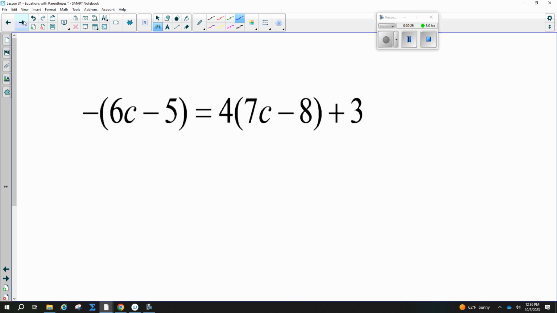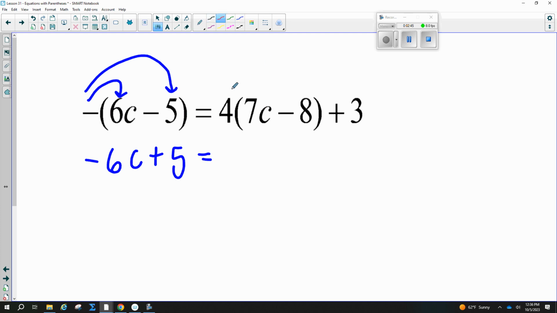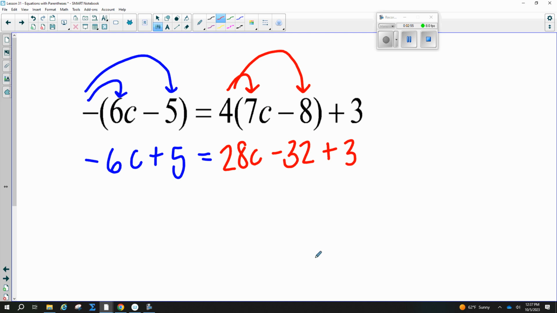All right, there's just a negative in front. So Liv, what do you get when you distribute the negative right here? Good job. All right, changes both signs. Now on the right-hand side, Knox, what do you get when you distribute the 4? Good job. All right, +3. So that +3 is just hanging out. Okay, we do need to combine like terms on this one, only on the right-hand side.